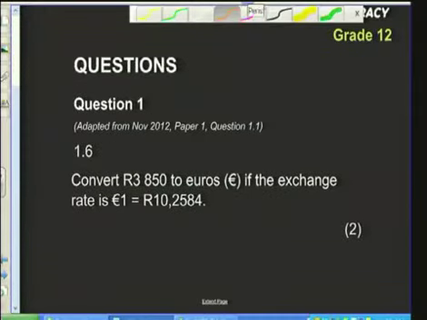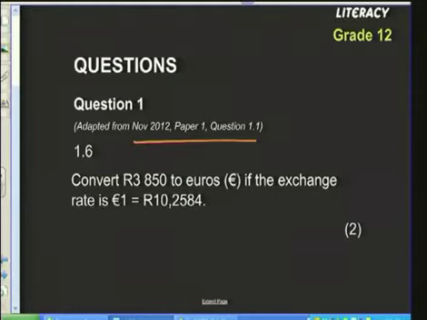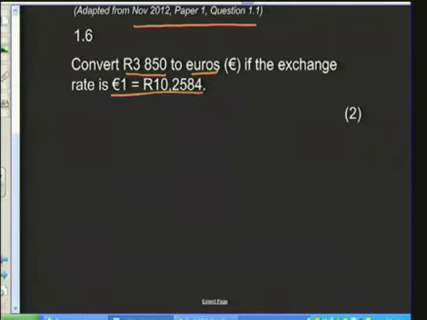We're still adapted from the same paper, and now we're looking at convert 3,850 euros if the exchange rate is €1 is 10,2584 rand. Now this is a question where you need to use all your decimal places until the very end. We only round off at the very end. And what is this? This actually comes down to a ratio.